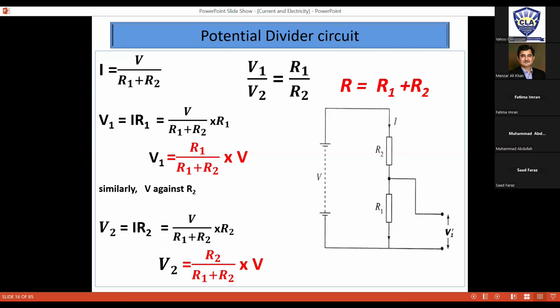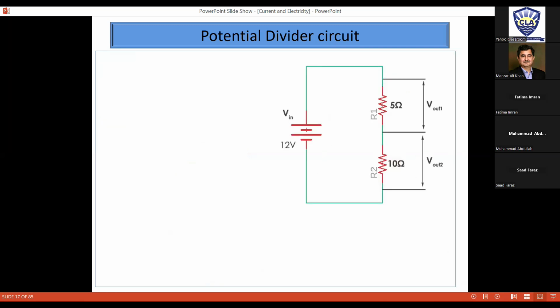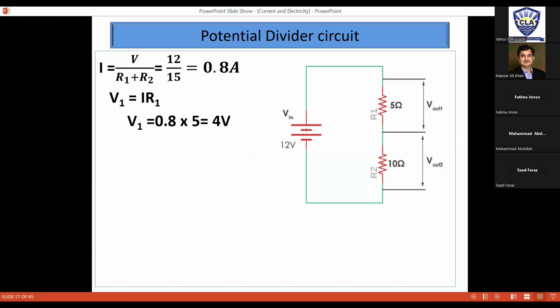Okay, let's see an application. I have two resistors, 5 ohm and 10 ohm. EMF is 12. I want to find out V1 and V2. The first step is to find the value of current. I use the first method first. I get the current as 0.8 amperes. And V1 is I R1, 0.8 into 5 is 4 volts. V2 is I R2, 0.8 into 10 is 8 volts. Same ratio, 1:2. This is the first method.